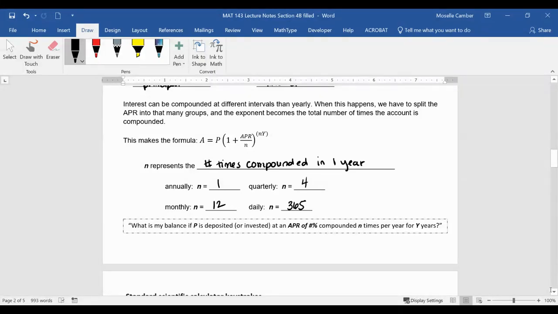So for our formula, instead of writing yearly, since it's now going to be compounded a different amount, we're going to have to divide that yearly into that many periods. So we do APR divided by N, and then the exponent, instead of saying the number of years, we're going to say the number of times it gets compounded in a year. So we can call this your periodic rate, and this is going to be the total times it's compounded.